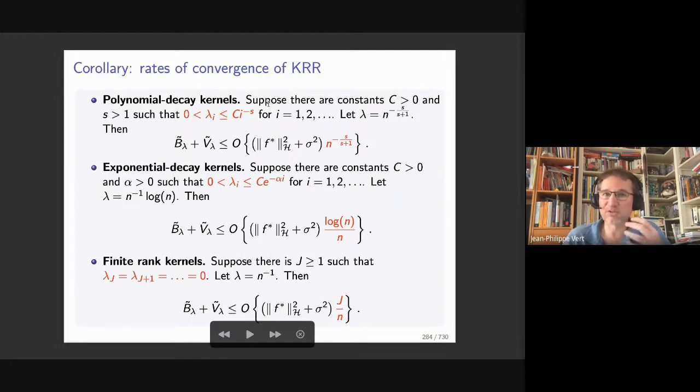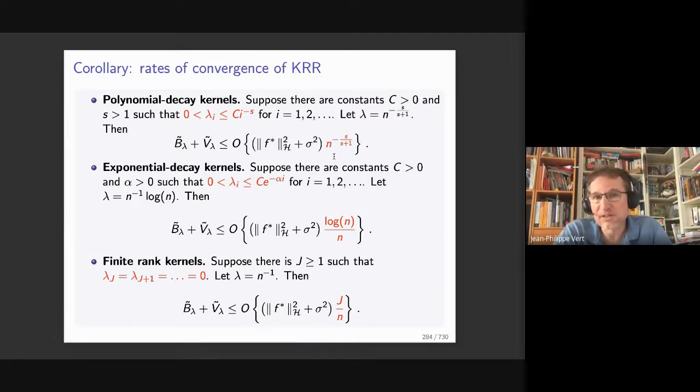In a sense, here we say that if you choose a kernel that describes a functional class, for example a Sobolev space, and if f star is in that Sobolev space, then we prove formally that the MSE is bounded by the norm of f in the Sobolev space, sigma squared, which is just a parameter, multiplied by some rate, which is n to the power minus s over s plus 1. And so this is what we get.